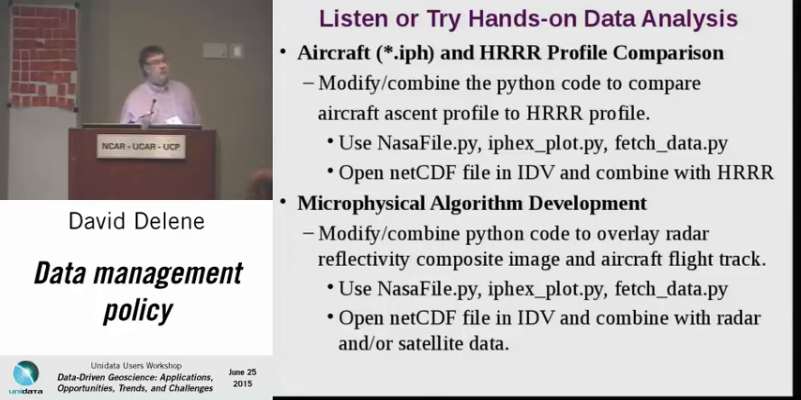And then working with some of the Unidata folks, we got this fetchdata.py program that will go out and fetch data. The IFEX plot uses the MetPy routine. And then this one fetches the data from the HRRR model. And the big challenge, if you're really good, is to try to put these two together and make a combined profile. Okay, there's no solution for that right now.